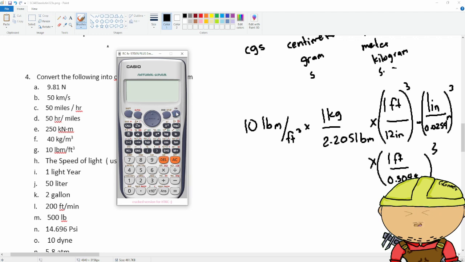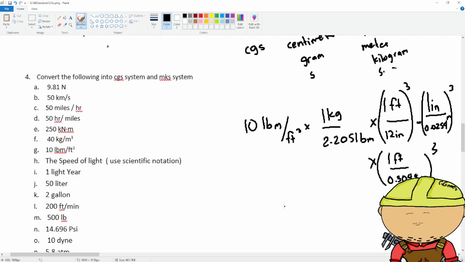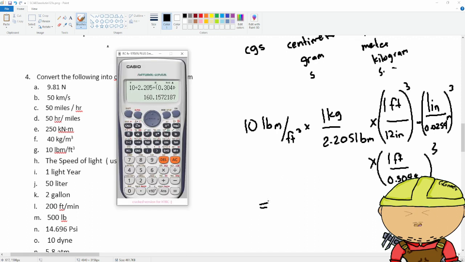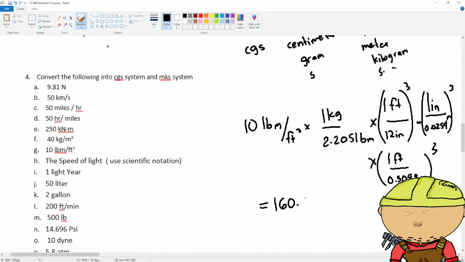So what will be our answer? 10 divided by 2.205 divided by 0.3048 cube. I'm not confident with the calculator, so always double check your calculator, especially the cube. Sometimes the parentheses or the division doesn't work very well, so I put parentheses around the cube. I guess it's right. 160.1572 kilogram per meter cube.